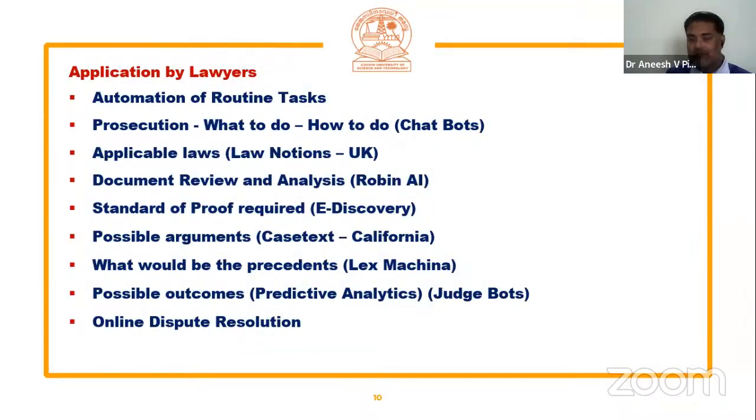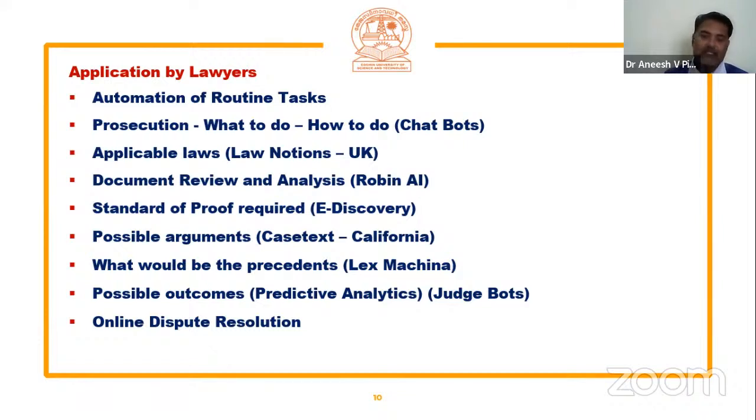Then, with respect to lawyers, now being a very active legal practitioner, he needs to do so many activities. For that, AI tools are there to help him, that is, to automate. If you are a very busy lawyer, you may have a number of clerks, and they will be arranging the cases: which cases are to be called on that day, which cases will be called the next day, like that they will arrange.